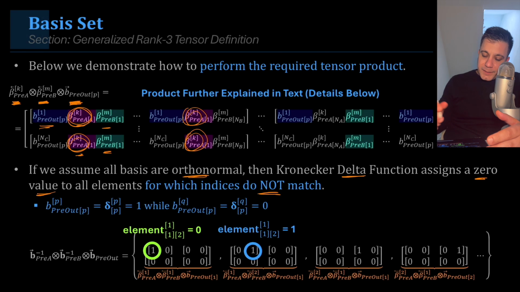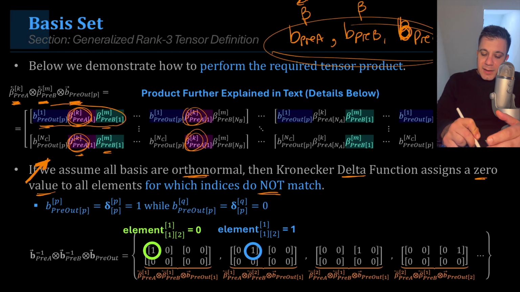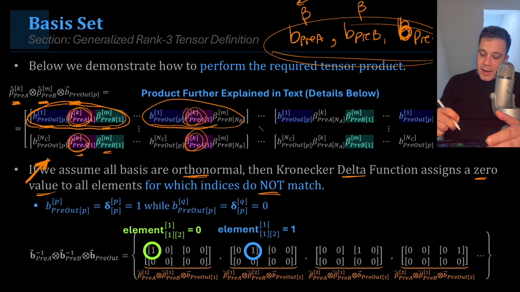And so what we're saying is, taking the equation up above, if all the bases, and that's B pre-A, B pre-B, and B pre-out, are orthonormal, and if the primal bases are orthonormal, then their associated duals will also be orthonormal, so you don't have to worry about both. If these are orthonormal, then what we're going to end up with is that these products will only contain 1s and 0s, and we will end up with a basis set that looks like this.